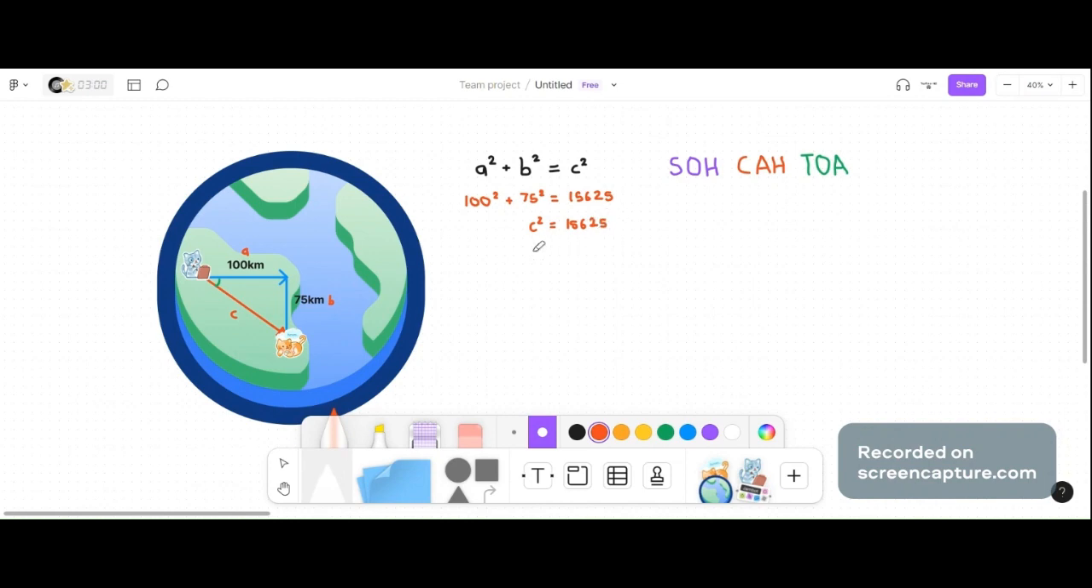And that means c equals the square root of that. So c equals square root 15625, and you should get 125. If you don't get that answer, try it again. And one other thing we need to add in is units, so kilometers. If you still don't get the right answer, leave a comment and I'll help you out. But that should be the answer.